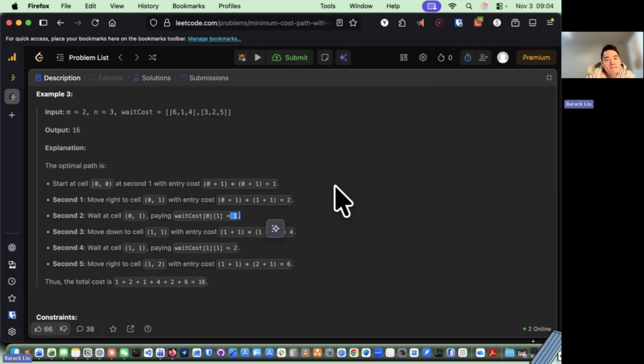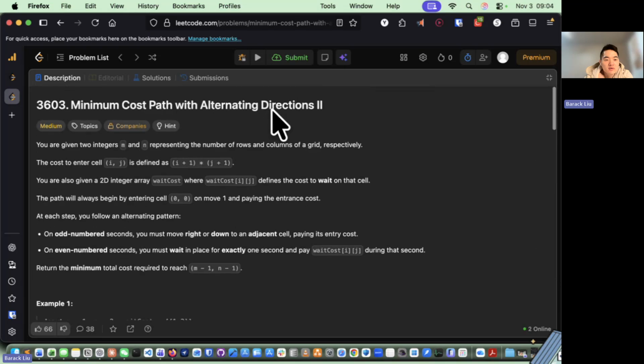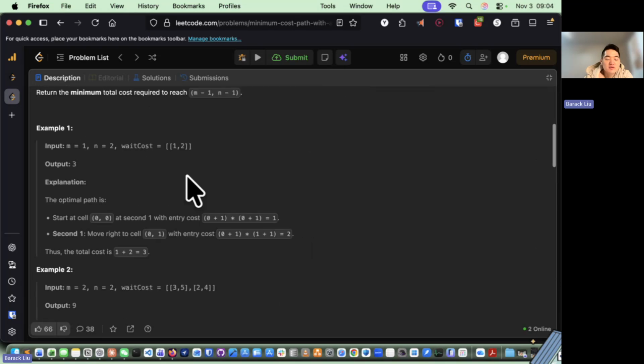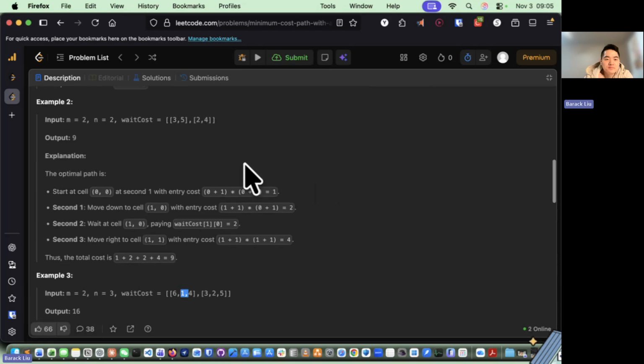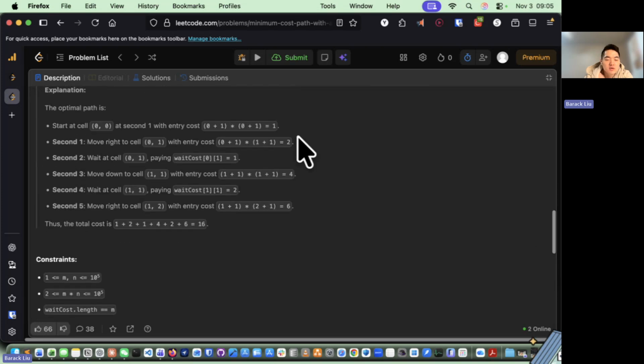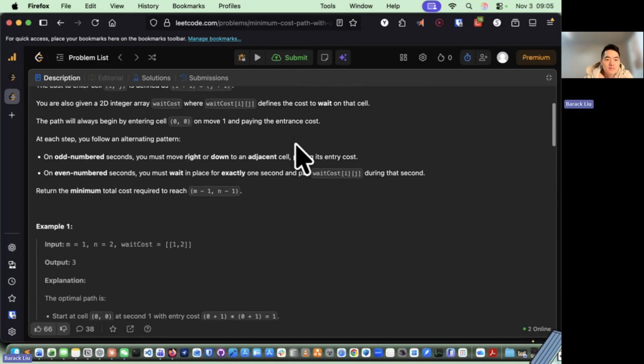Oh, I got it. So the wait cost is actually a 2D array. Oh yeah, he already mentioned that. It's a 2D array. So (0, 1) will be 1. And here (1, 0) will be 2. Makes sense. Seems clear now.